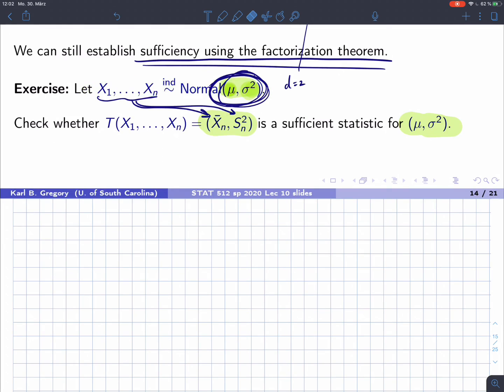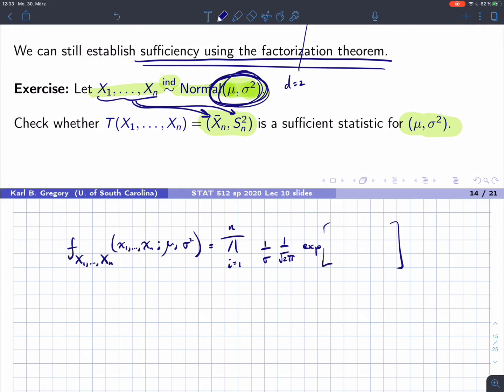So to use the factorization theorem, we need to begin by writing down the joint PDF of the data. This depends on mu and sigma squared. And since I've got independent random variables all having the normal distribution, the joint PDF is the product of the marginal PDFs. So the PDF of the normal distribution with mean mu and variance sigma squared is going to look like this for each of the xi's.